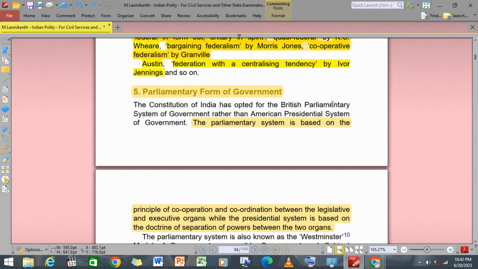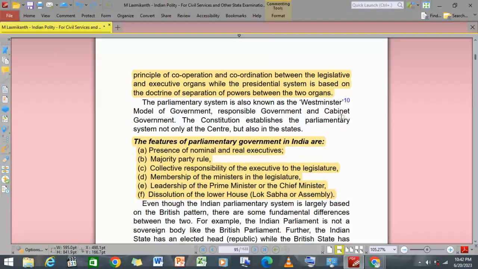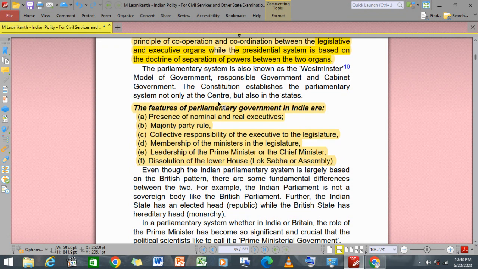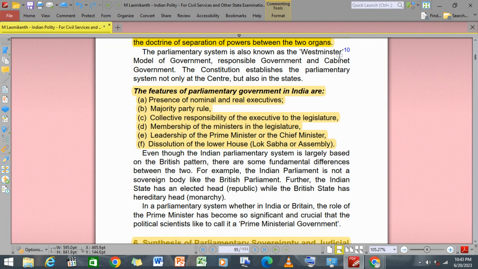Now, the parliamentary form of government. The parliamentary system is based on the principle of cooperation and coordination between the legislature and the executive, while the presidential system is based on the doctrine of separation of powers between the two organs. The parliamentary system is also known as the Westminster model, responsible government or cabinet government.